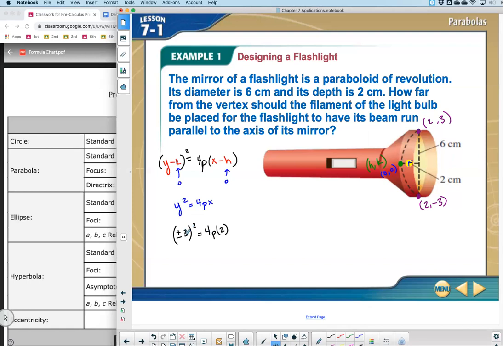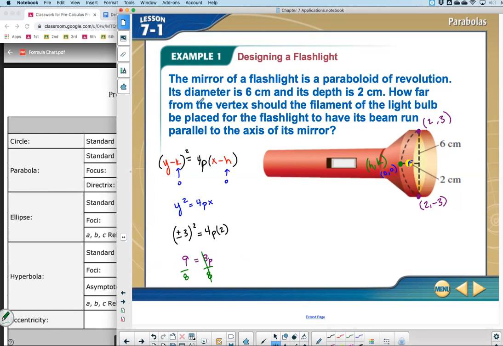What is 3 times 3, or negative 3 times negative 3? 9. 4 times 2 is 8. And so to isolate the p, how would I get rid of a multiplication of 8? Divide. Since I'm multiplying, I need to divide there. Do the opposite operation. So we've discovered what P is. That's what we're trying to find here.